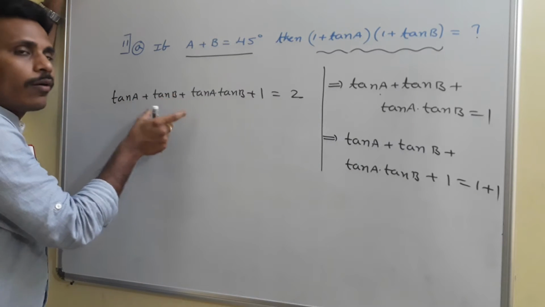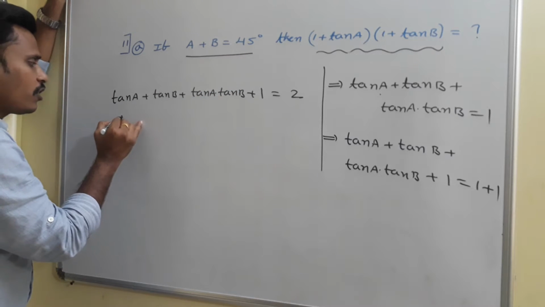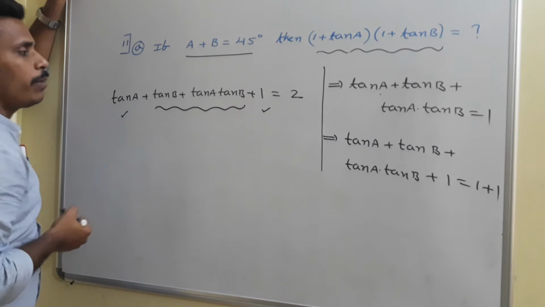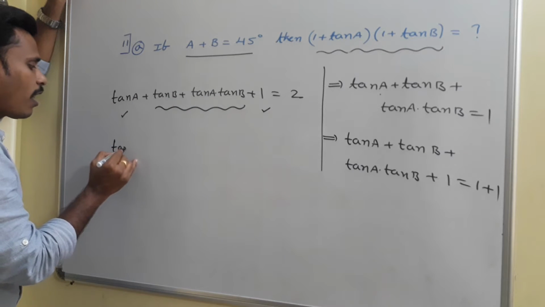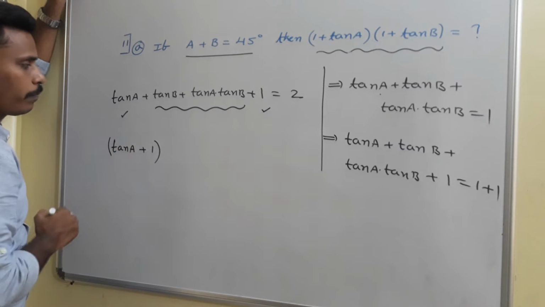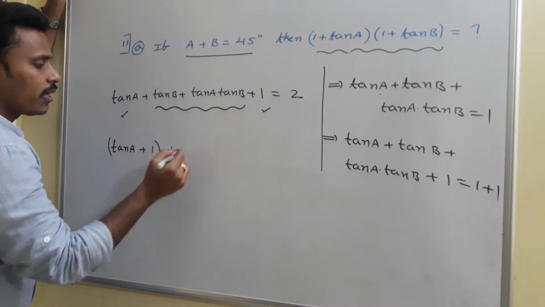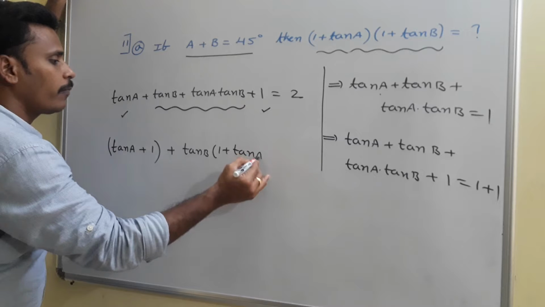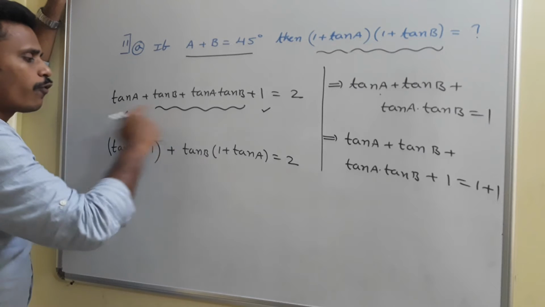I need to make it a product of 2 terms, like 1 plus tan a into 1 plus tan b. Look there, this is tan a, this is 1. Collect these 2, and then look at the middle terms, tan b plus tan a tan b. Collect tan b from these 2 terms. Use your factorization. The first term and the last term are a group, so tan a plus 1 is one group. In these 2 terms, if you take tan b common, tan b into 1 plus tan a, it is equal to 2. Just look there: 1, 2, 3, 4. 4 terms are balanced.